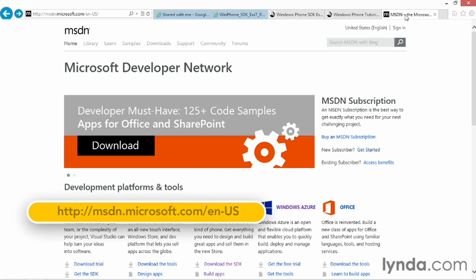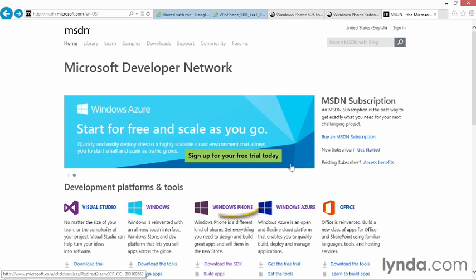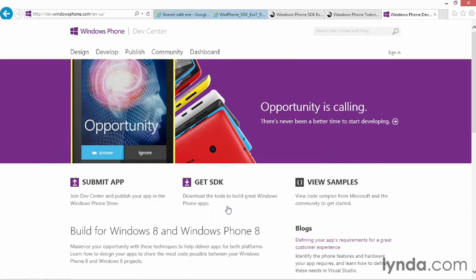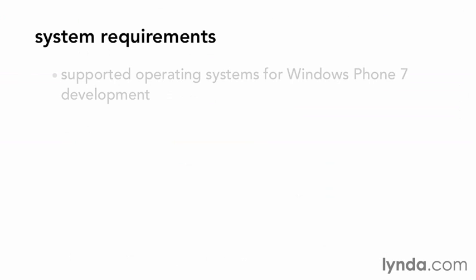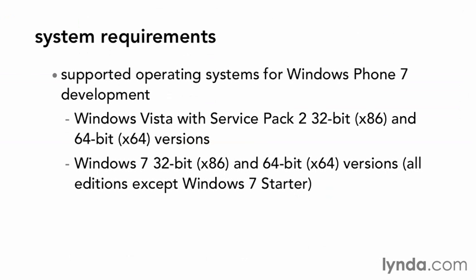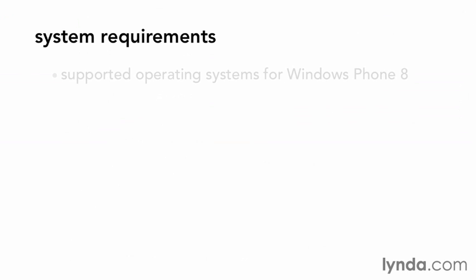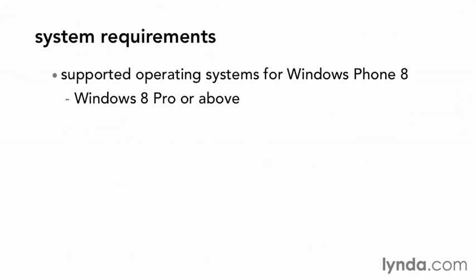To get set up, you go to the Microsoft Developer Network or msdn.microsoft.com and click on the Windows Phone Hub. Then you can click on the big Get SDK button right here and download the tools to be able to build Windows Phone apps. Windows Phone 7 requires Windows Vista or Windows 7. For Windows Phone 8, you require Windows 8 Pro or above and a 64-bit CPU.